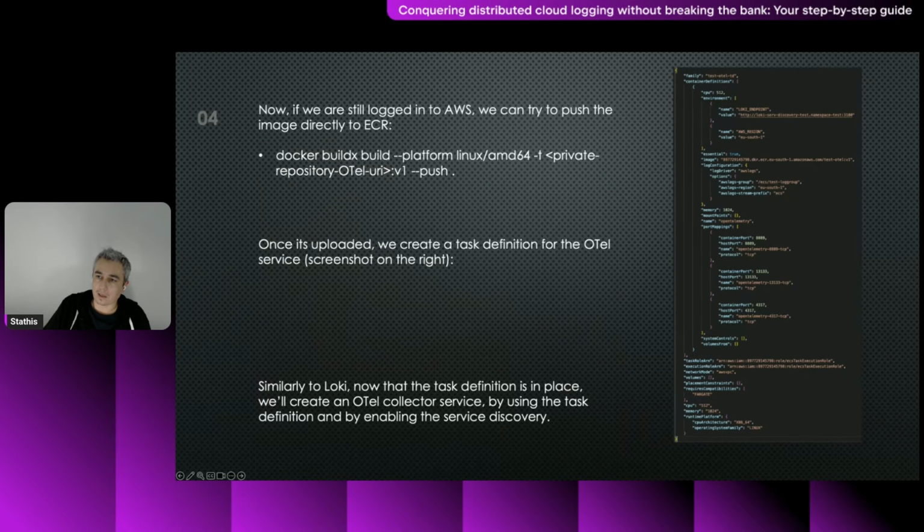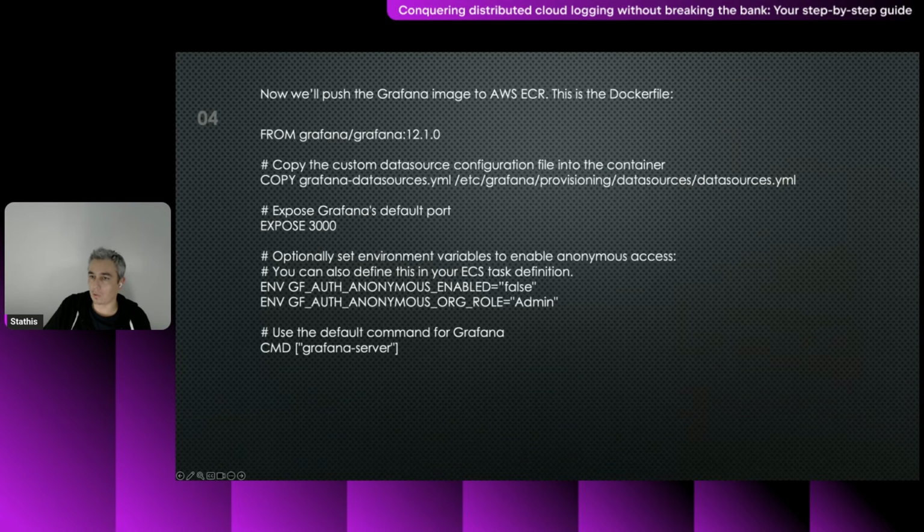Now, this is the task definition for the OpenTelemetry collector. On the right, like we did with Loki, we build the image and push it to the ECR. And we also push this task definition to AWS for the service to use it. Again, during the creation of the service, we enable service discovery, as we did with Loki.